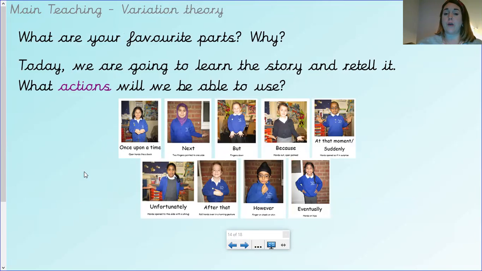Now, as I said before, we're going to be telling this story orally today. We're going to use our voices. So we're not going to write the whole story down. We're going to retell the story out loud using our voices, adding actions. Now, there's some pictures on here of some actions that you could use. However, I've seen you do this several times before, and I've seen you add your own brilliant actions. So you might like to just make up your own.